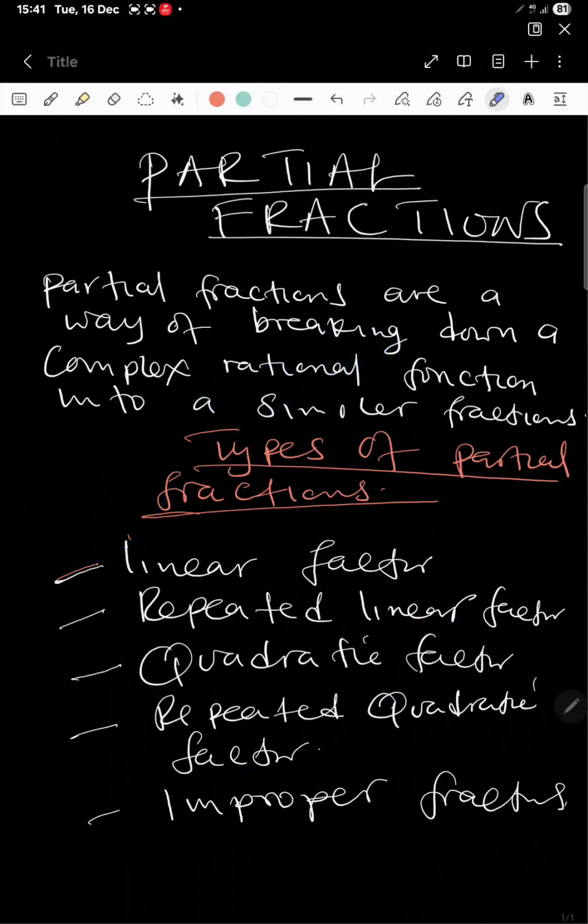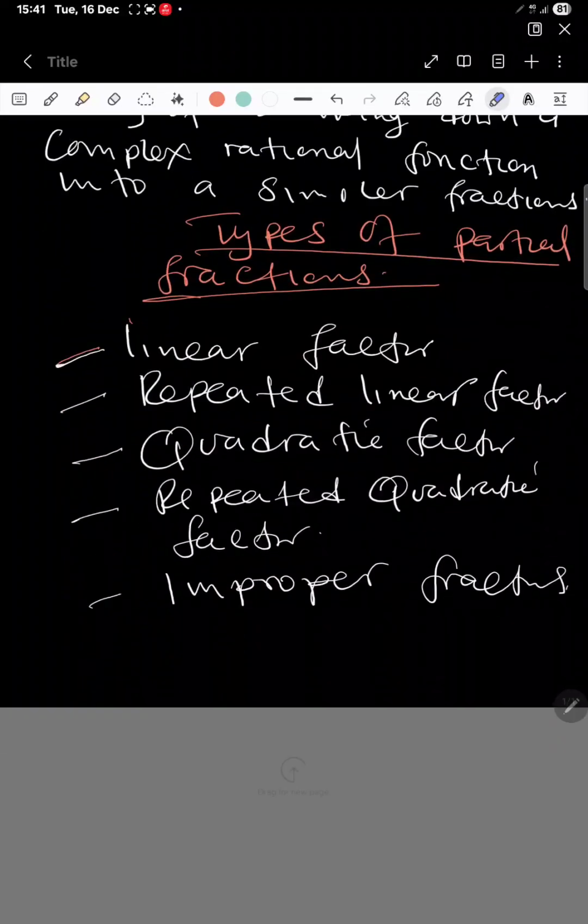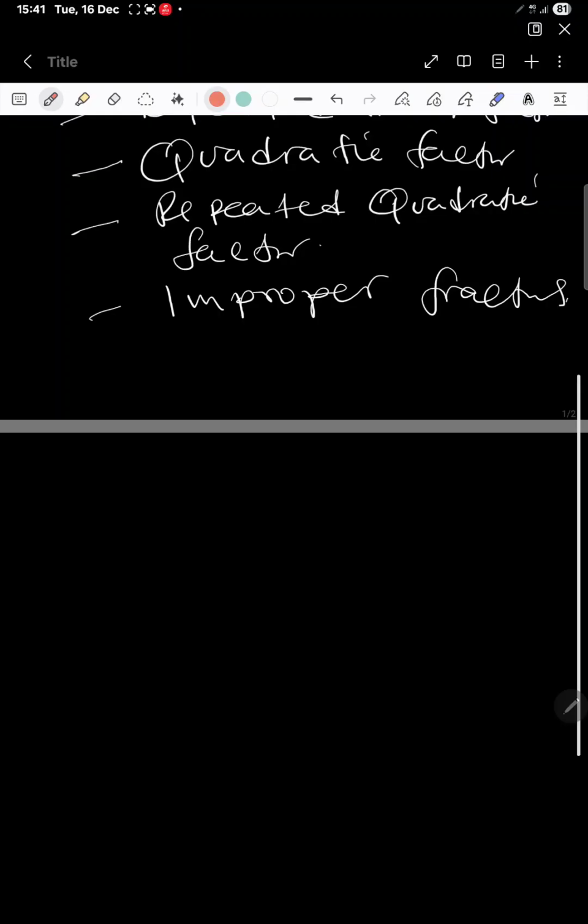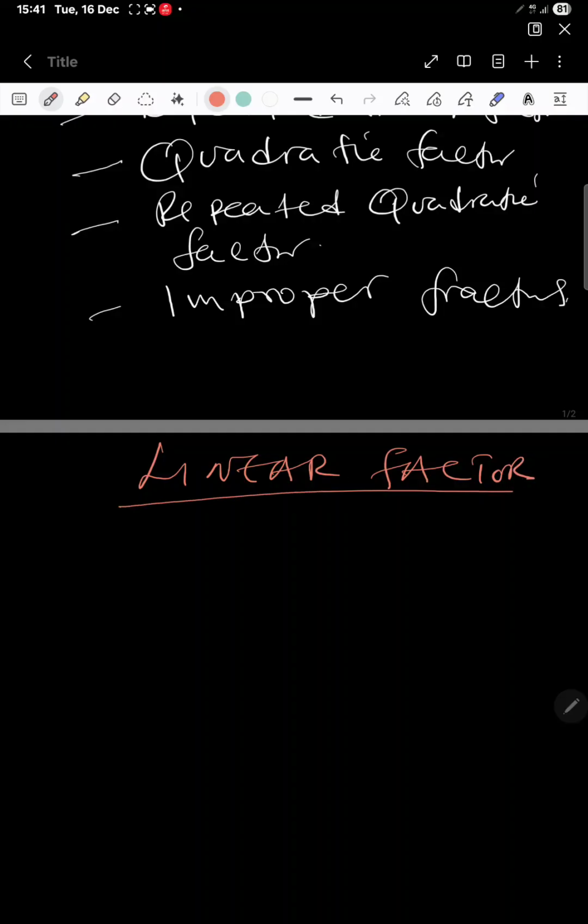In this case, we are going to look at partial fractions where you are given a linear factor. So we are starting with a linear factor here. Now, what is this linear factor? A linear factor is a type of fraction where in the denominator you are given linear equations.